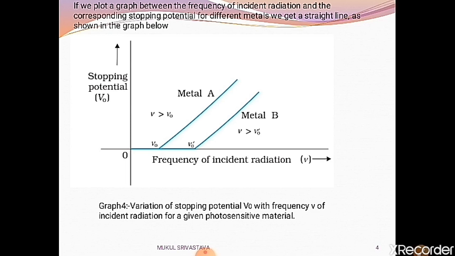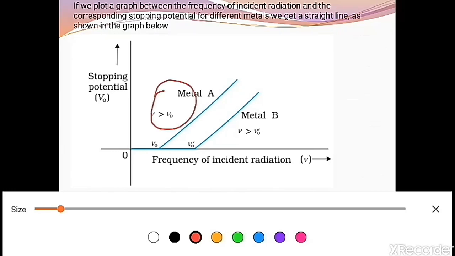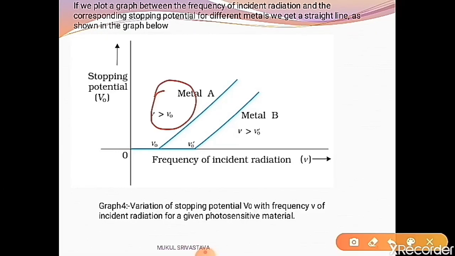Now this minimum cutoff frequency nu naught is called the threshold frequency, and it is different for different metals. In the graph, for metal A, the cutoff frequency nu naught is this one, and it is also called the threshold frequency. But for a different metal B, the cutoff frequency is nu naught dash, represented by this. So it is different for different metals.